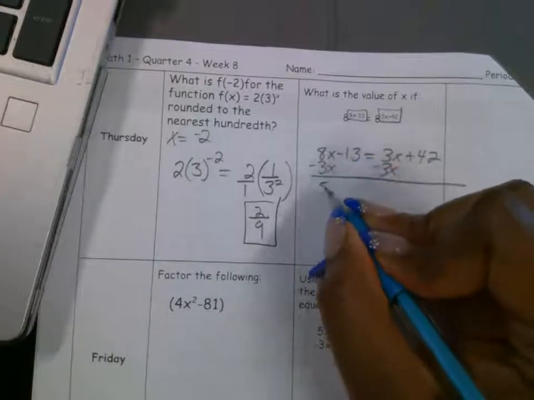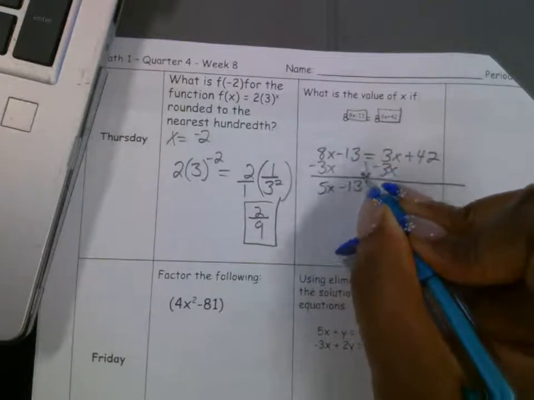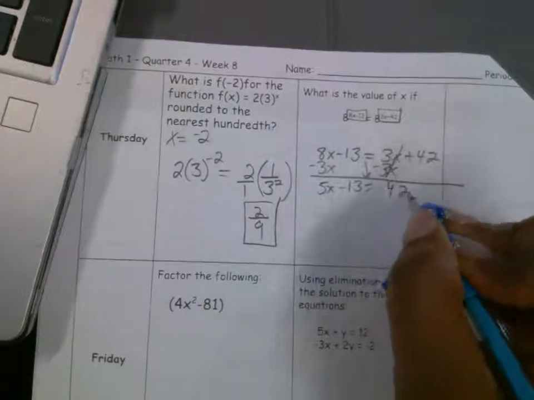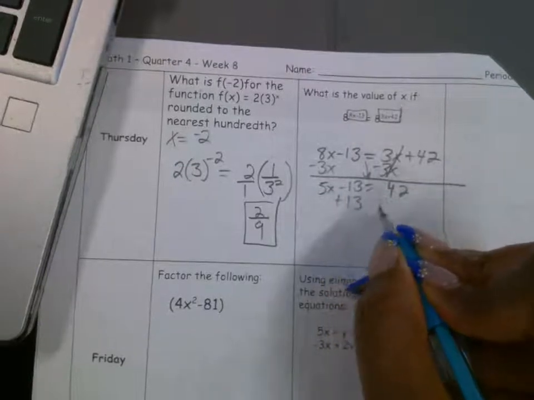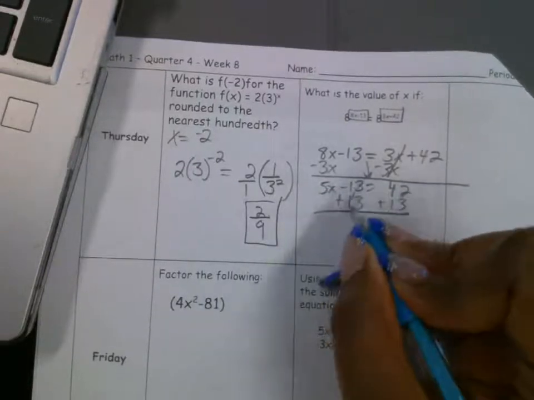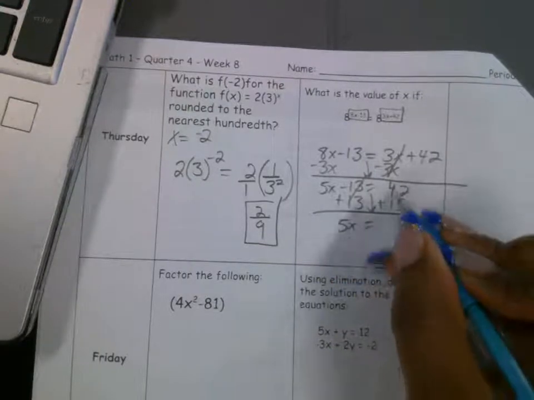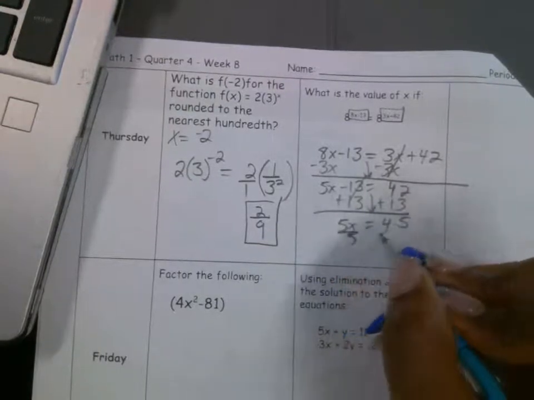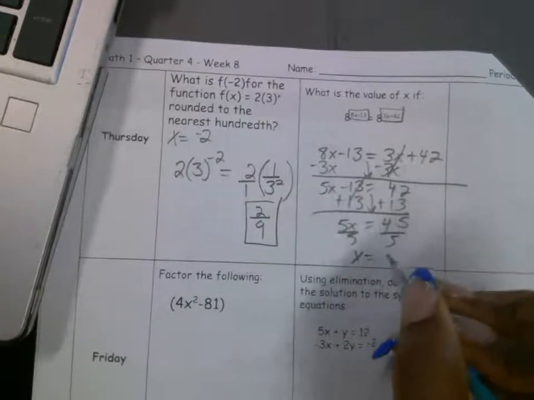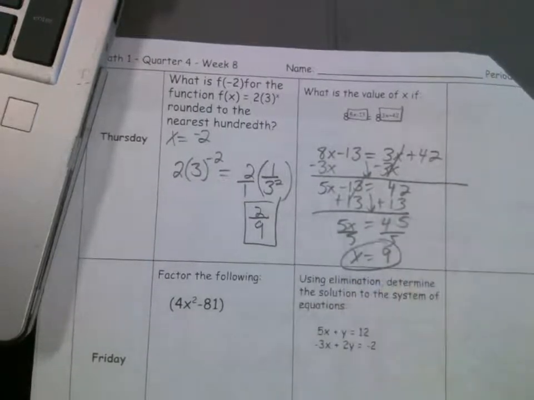When you move the x's to the same side, this is what you get. This is gone, got 42. We're going to add 13 to both sides. This is gone. We have 5x is equal to 55. Divide both sides by 5. This gives you x is equal to 11.